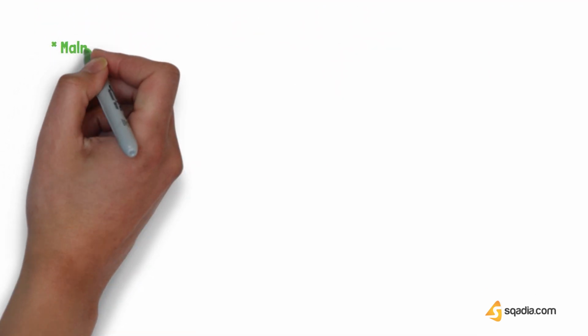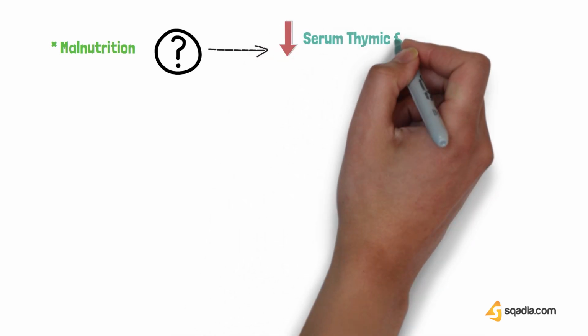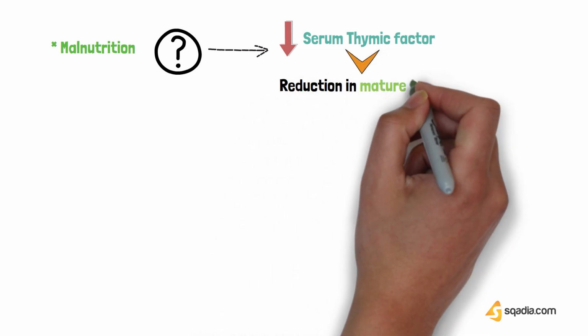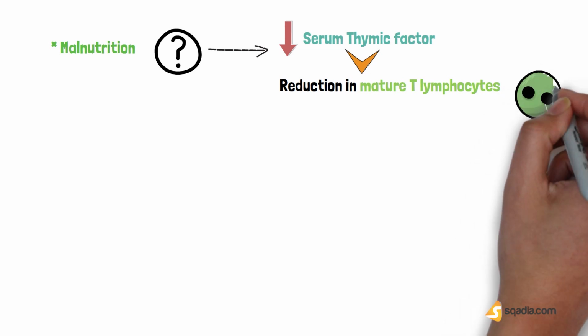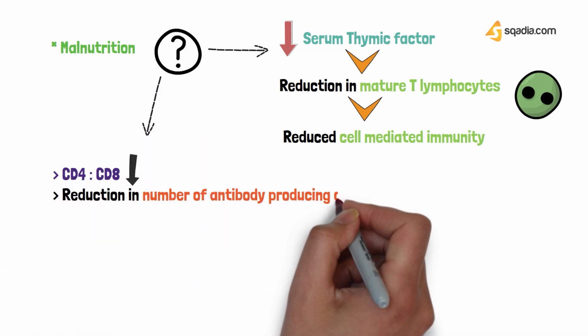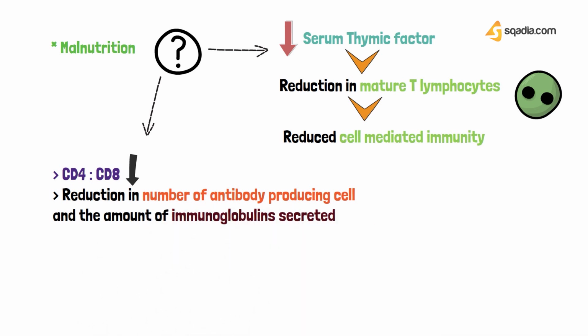Malnutrition. There are two main reasons why malnutrition is a risk factor for Ludwig's angina. First of all, if the person suffers from malnutrition, the serum thymic factor is usually less. That causes a reduction in the mature T lymphocytes. When this happens, there is reduced cell-mediated immunity. The other reason is that the CD4 to CD8 ratio of T lymphocyte cells decreases. This causes a decrease in the number of antibody-producing cells, which also leads to a decrease in immunoglobulin secretion.